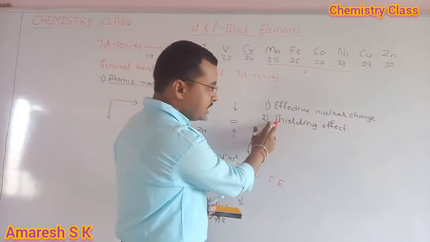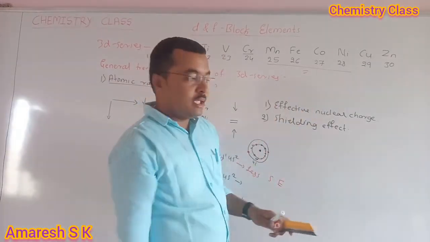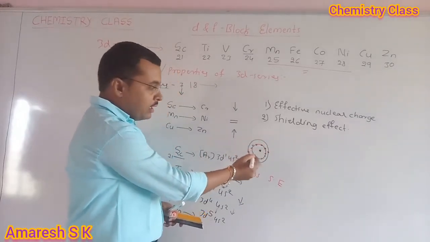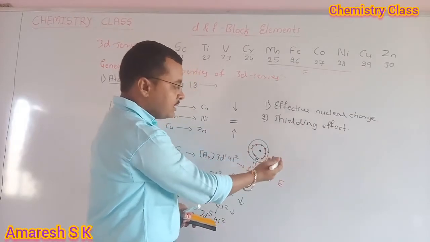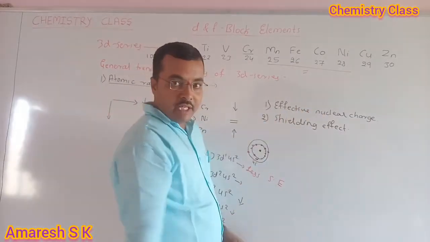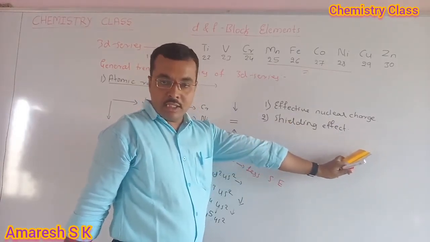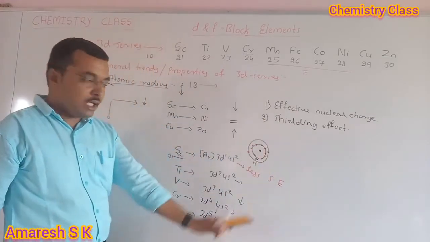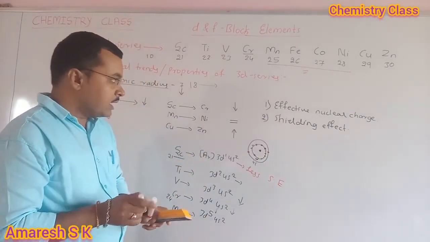This is due to the shielding effect of the 3d atomic orbital upon the 4s atomic orbital. It means the innermost shell electrons shield the outermost electron. As a result there is a decrease in the effective nuclear charge and an increase in the shielding effect. This is the most important factor you should observe.